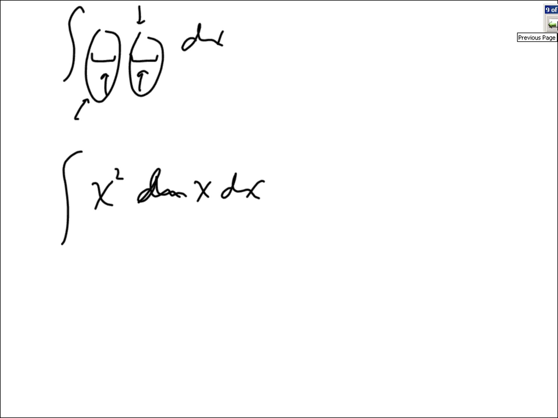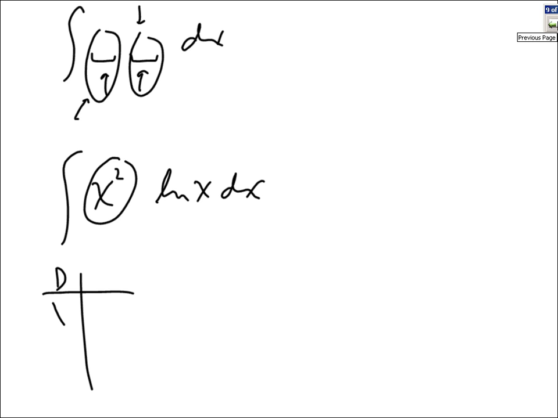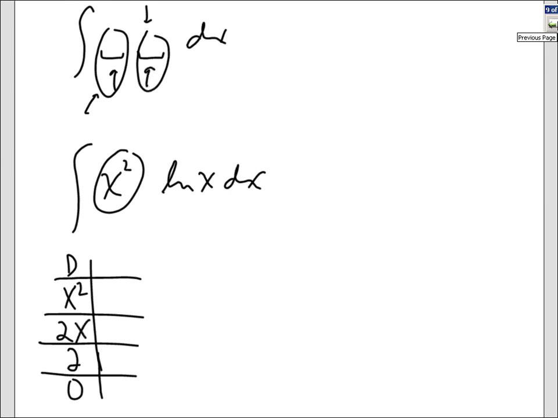In other words, if you had x squared ln of x dx, you may say, oh, I know how to do this one. This is the one where you use the tic-tac-toe method. And you attempt to do it. You can take the derivative of x squared, which is 2x, and then the derivative of 2x, which is 2, and then the derivative of 2, which is 0. Looks like it's working fine. Now you're going to integrate ln of x. I don't know the integral of ln of x. So this method did not work.